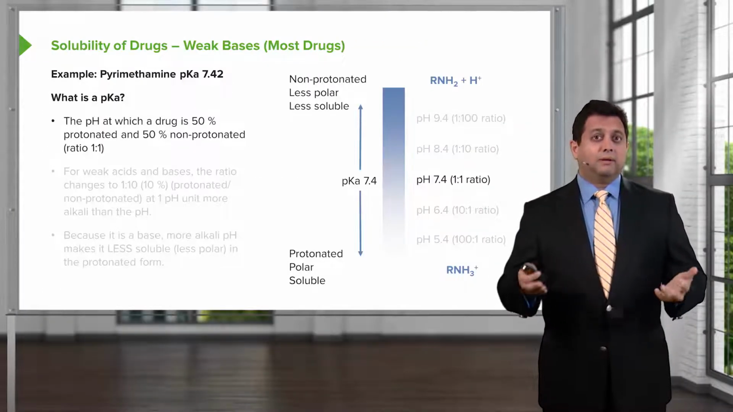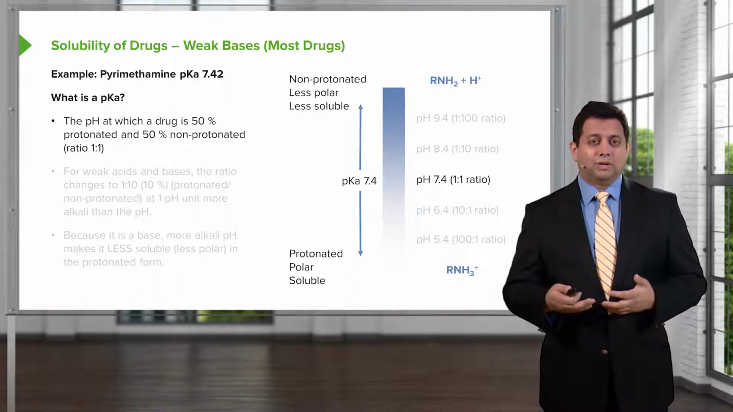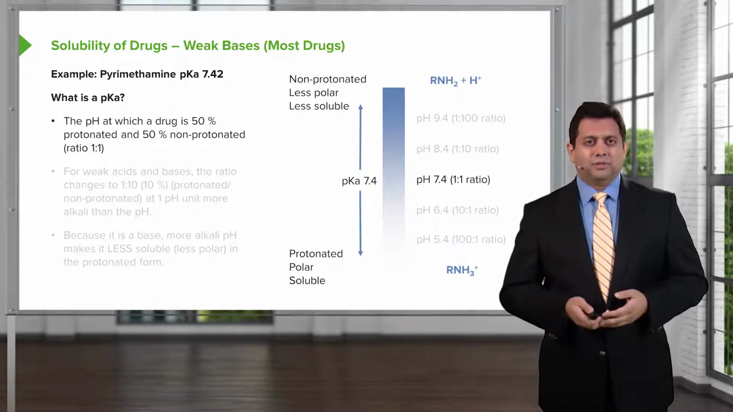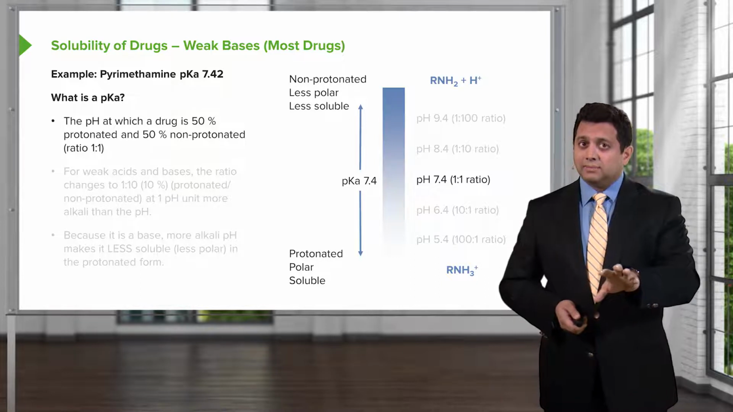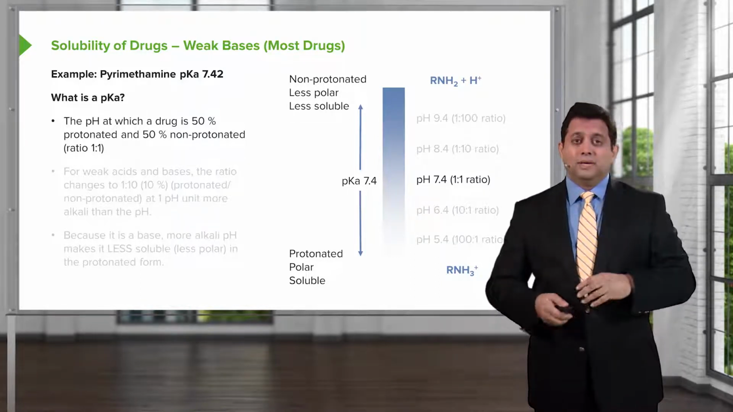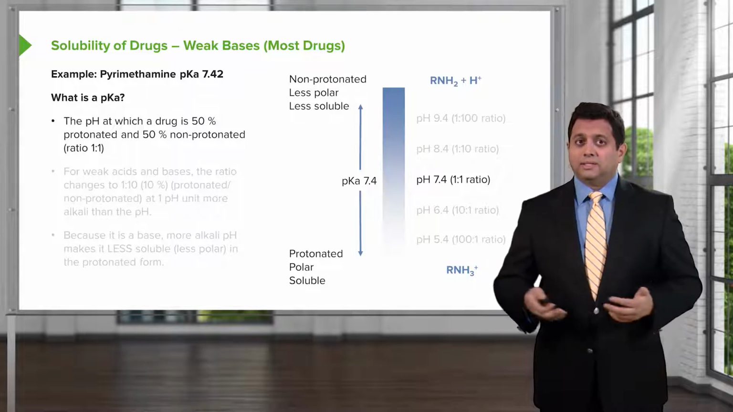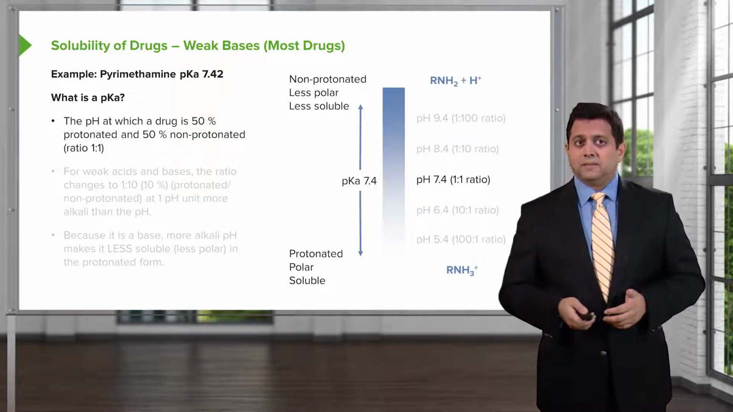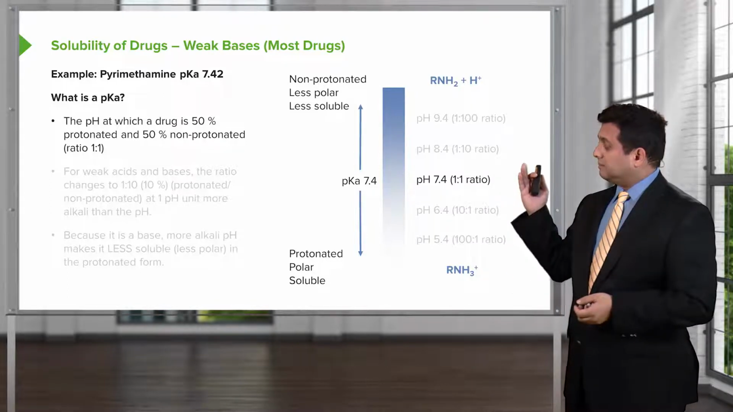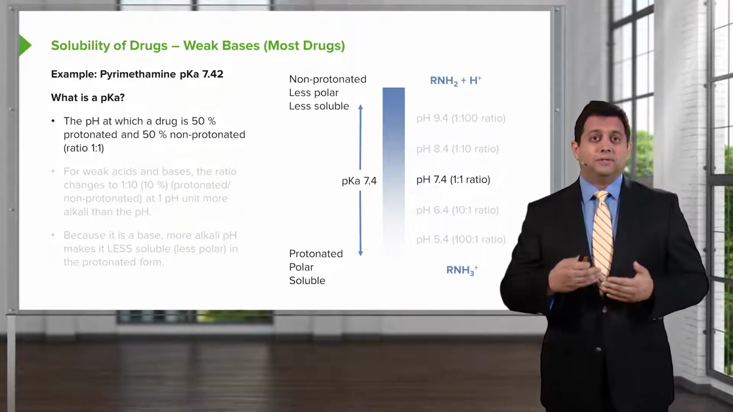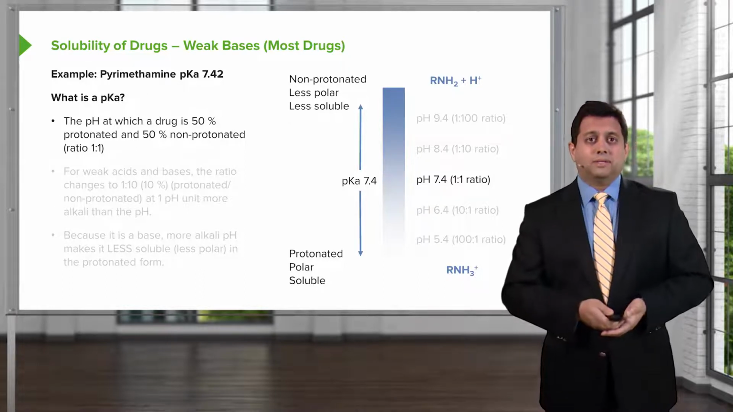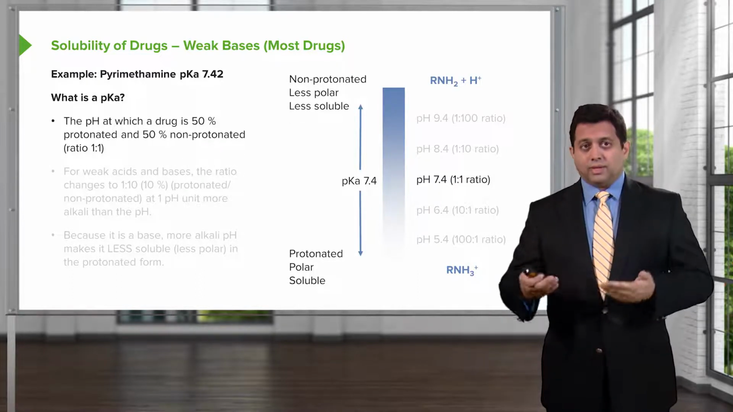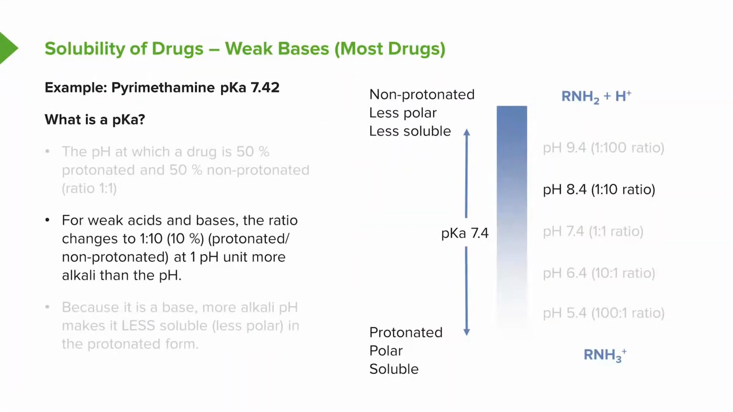So let's take a look at pyrimethamine. Pyrimethamine is another drug that has a pKa of 7.42. That makes it a weak base, right? Because the 7.42 is actually higher than 7.0, so anything above 7.0 is a base. The pKa is the pH that gives you 50% protonated and 50% non-protonated drug, so the ratio is 1:1. For weak acids and bases, the ratio changes by 1:10 or 1:100 for each 1 or 2 pH units you are from your pKa.